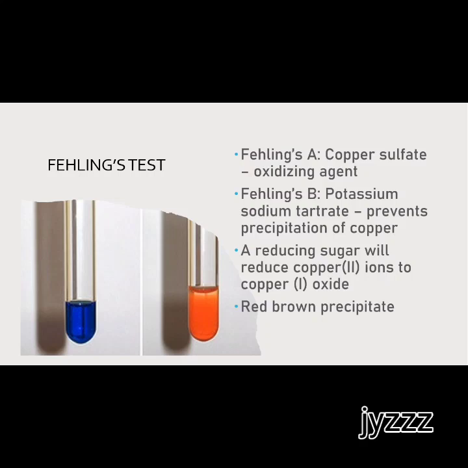All your monosaccharides will test positive for your Fehling's test. Your sucrose will give a negative result for this test. Your lactose and your maltose accordingly will give a positive result also for your Fehling's test. Again, your sucrose will not give a positive result; it will give a negative result. That is for your Fehling's test.